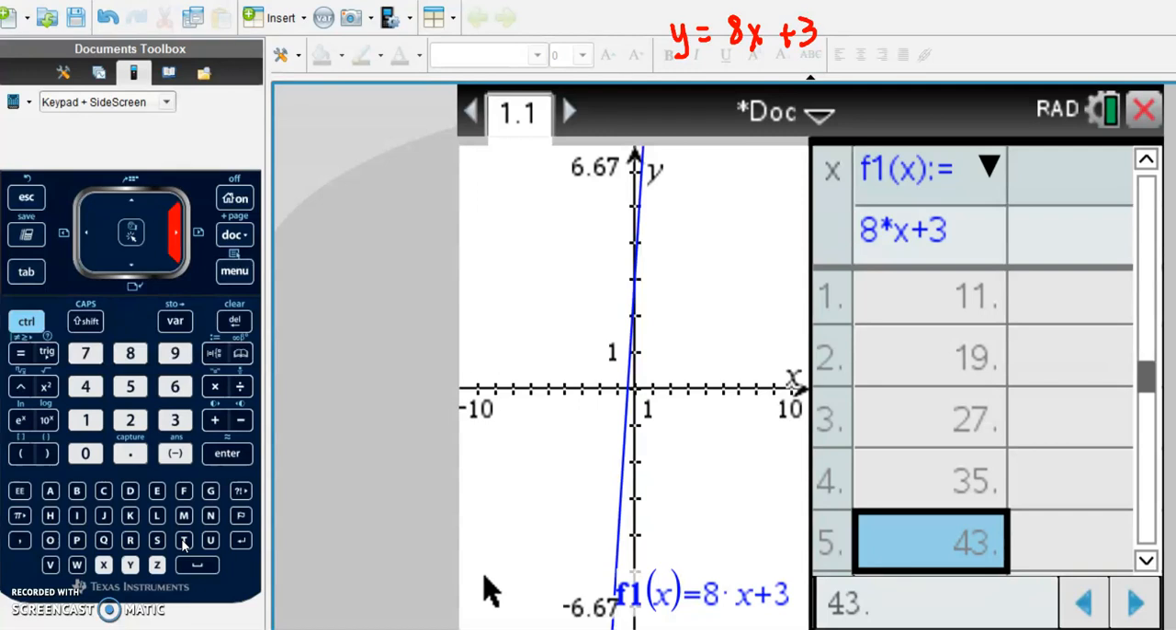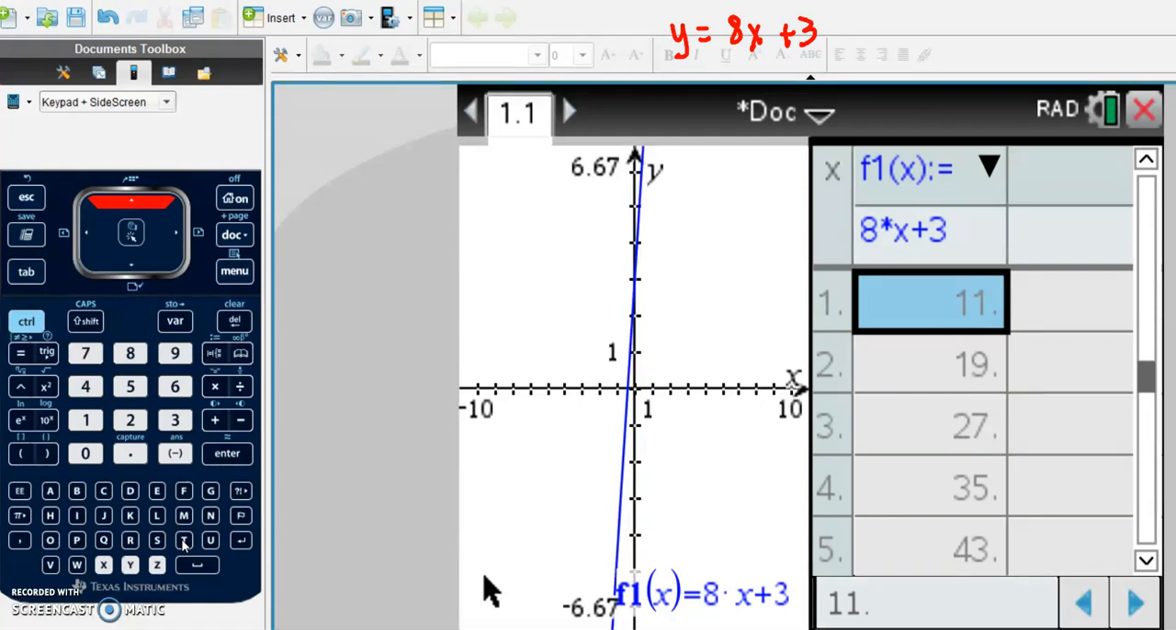If I go to B, it says the graph of the function contains the points 1, 11. We can see right here we have 1 and 11, so that worked. And it says with a slope of negative 8. So if you look at our slope up here, this definitely is not a negative 8. It is a positive 8. So B, again, will not work.